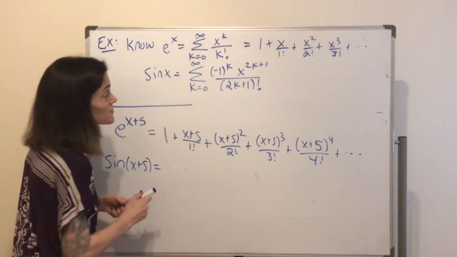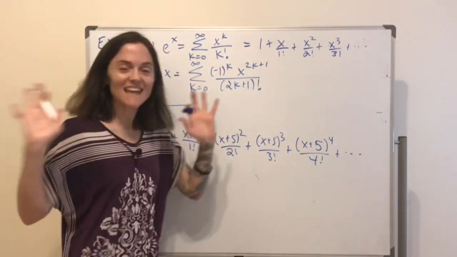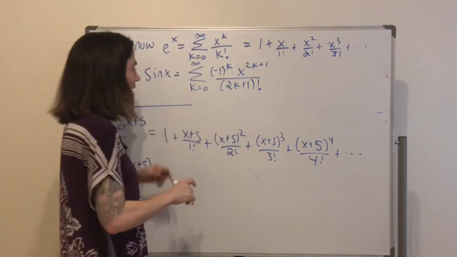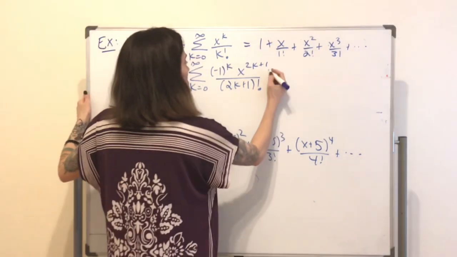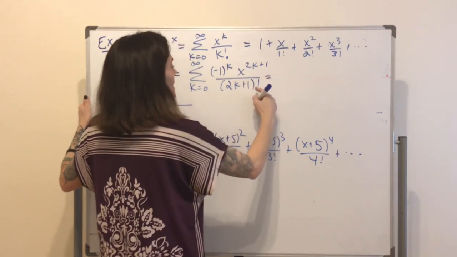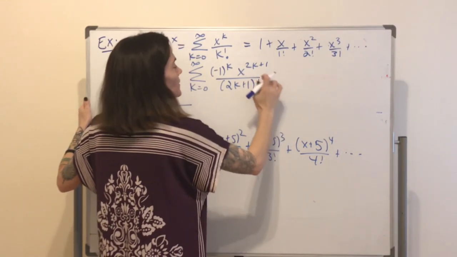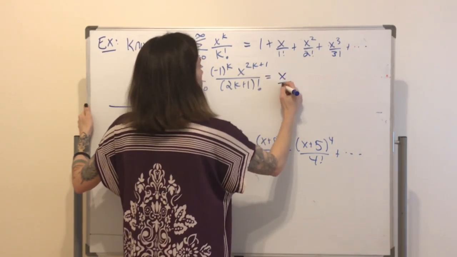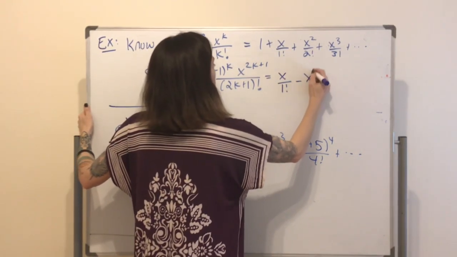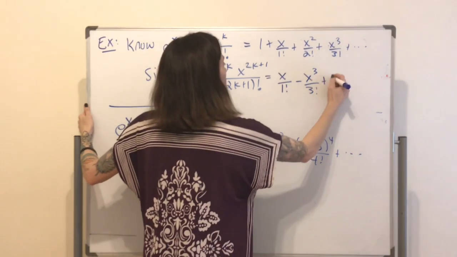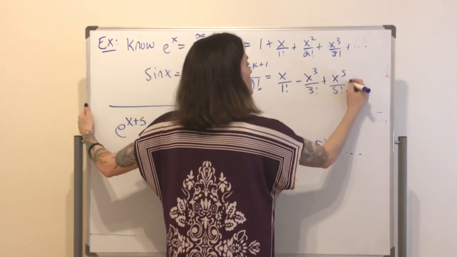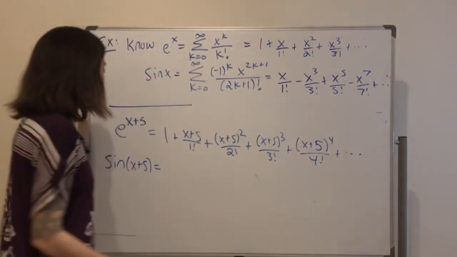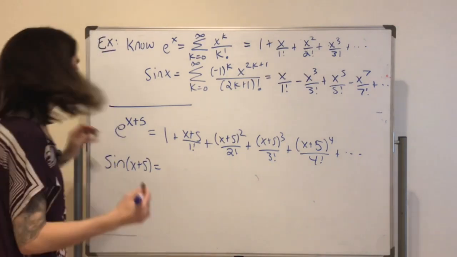Maybe I should write some terms out here because I'm about to add. We can add power series as long as they have the same center. So let's write out some terms here. The first one, when k equals 0, we get x over 1 factorial. Then we have minus x cubed over 3 factorial plus x to the 5th over 5 factorial minus, like this. Okay. Now let's compose with an x plus 5.